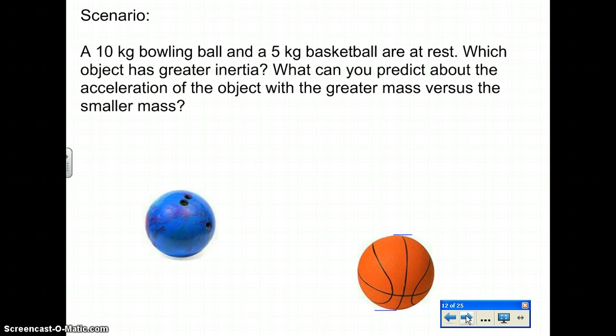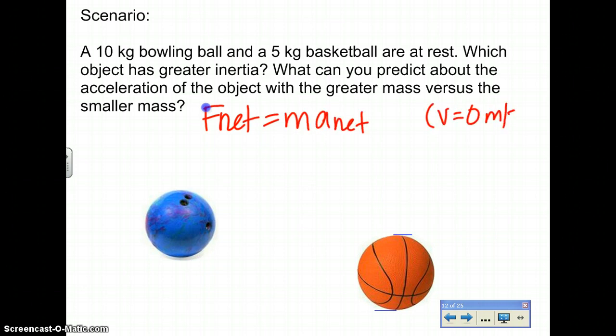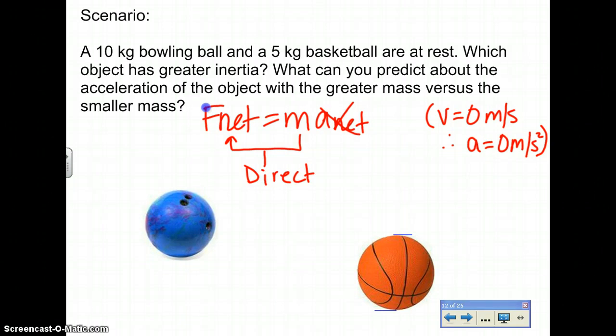Here's yet another example. You have a 10-kilogram bowling ball and a 5-kilogram basketball. They're both initially at rest, so their acceleration is 0, right? Well, if their acceleration is 0 and you're using the equation F net equals ma net, whereas velocity equals 0 meters per second, therefore acceleration equals 0 meters per second squared, then what you're really looking at is the relationship between these two variables, which is a direct relationship. So, which object has greater inertia? The object with more mass will have greater inertia because mass and inertia are best friends. Okay, so the 10-kilogram bowling ball would have more inertia than the basketball because it is heavier, more massive.